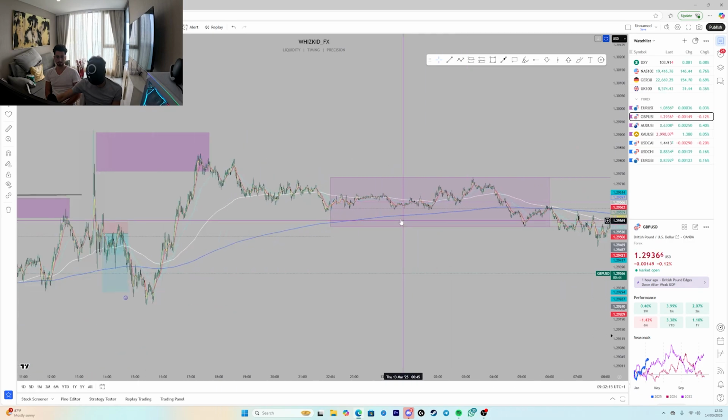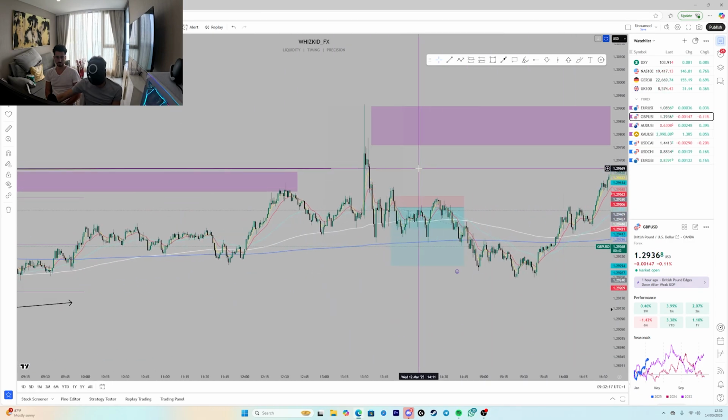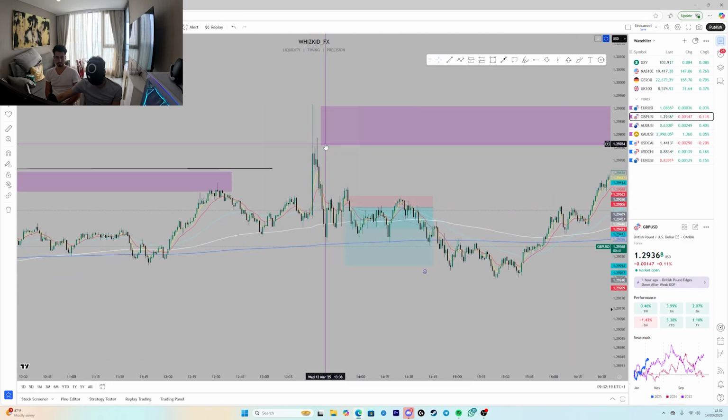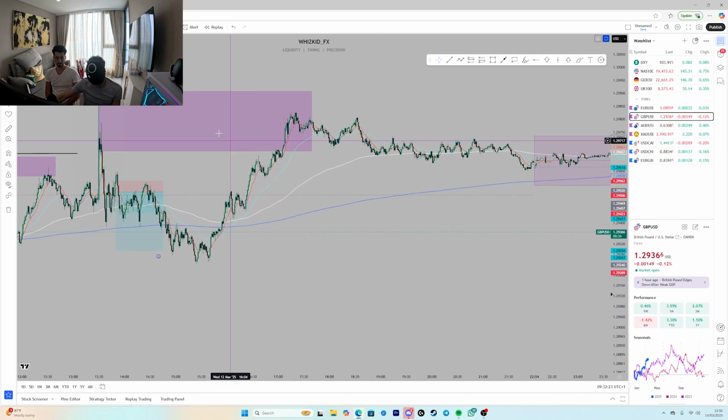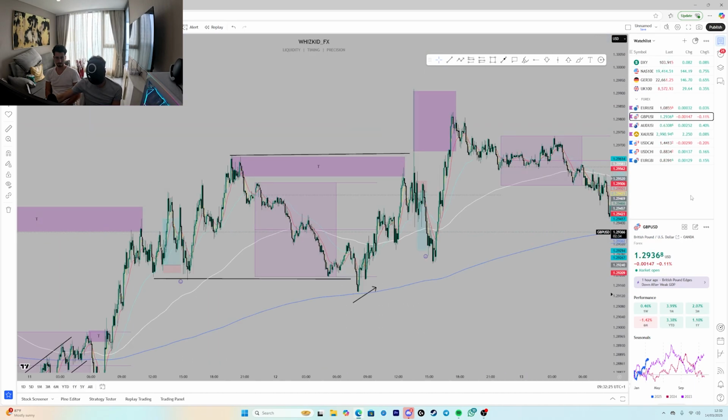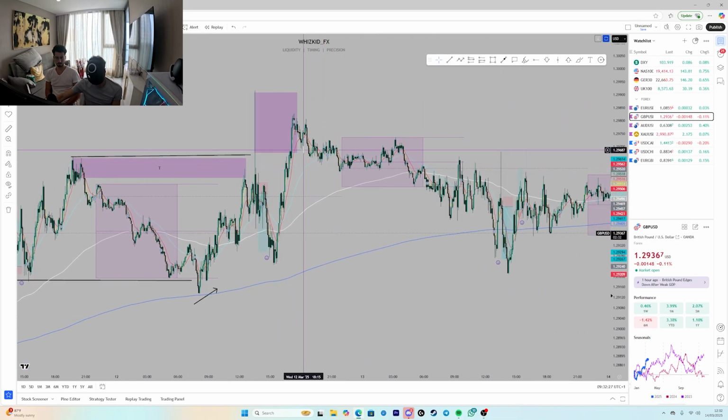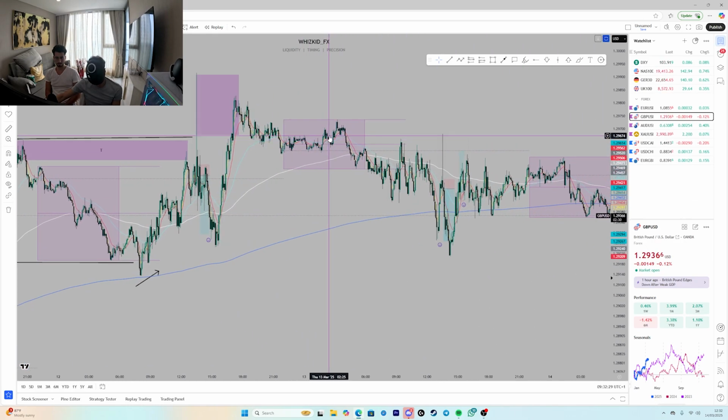Just 1 second. As you can see, this was the full candle. So this was possibly the full point of interest for the price. The price reacted from there and created our big liquidity to the downside.